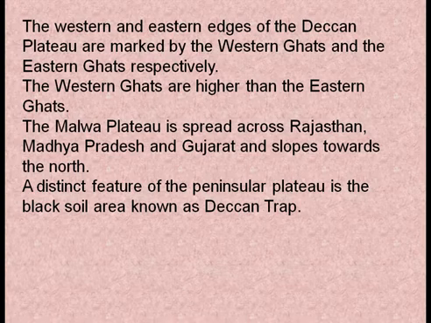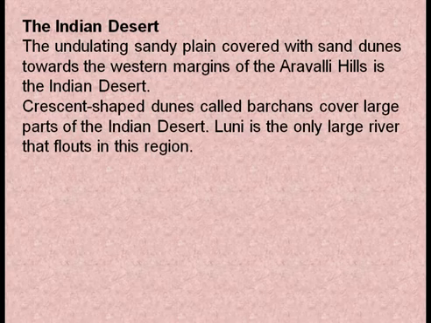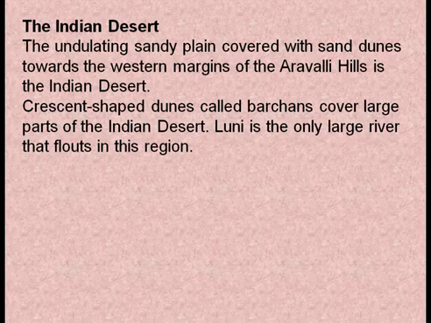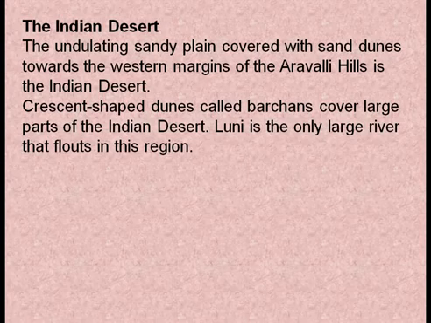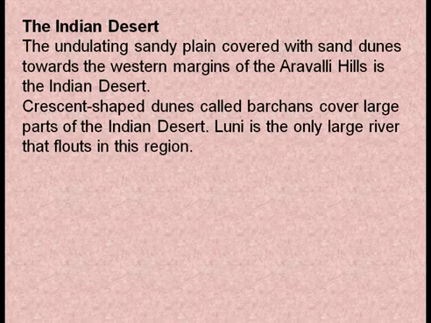Next, moving further, the Great Indian Desert, which is also called the Thar Desert. Undulating sandy plains covered with sand dunes towards the western margin of the Aravalli Hills is the Indian Desert, which is situated in Rajasthan. The Luni is the largest river in this area. The temperature is high. The soil is arid soil.